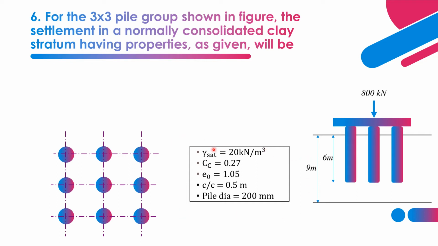Gamma sat, the unit weight of saturated NC clay, is given as 20 kilonewton per meter cube, and Cc, the coefficient of compression, is given as 0.27. e naught, the initial void ratio, is given as 1.05. Center to center spacing between piles is 0.5 meter, and one pile diameter is given as 200 mm. So we have to find the ultimate settlement. Settlement is given by delta H. So we have to find the ultimate settlement of this pile group in this NC clay stratum.